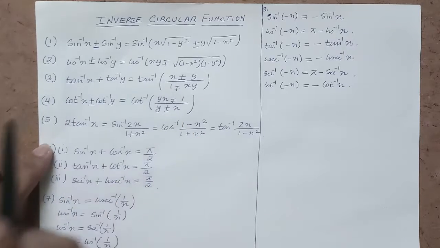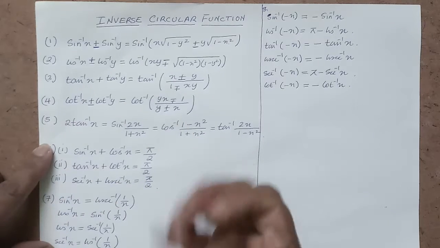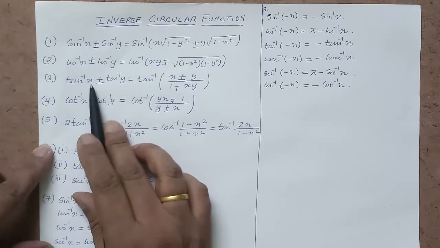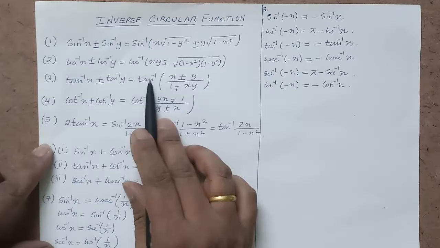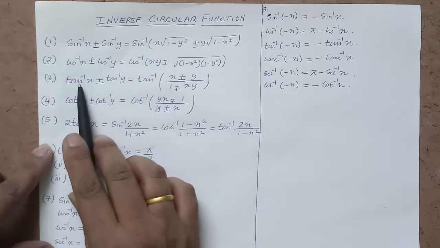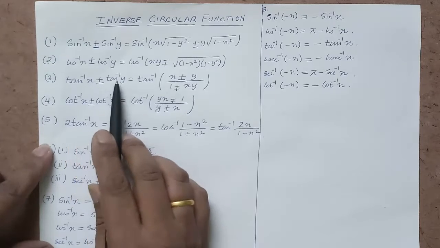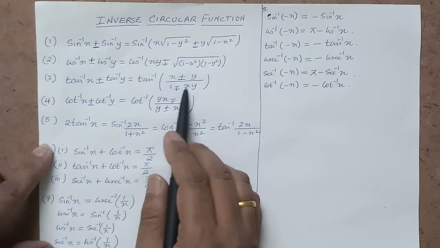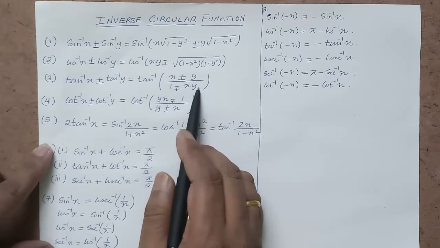Next is tan inverse x plus tan inverse y. Tan inverse x plus tan inverse y equals tan inverse of x plus y over 1 minus xy. Then similarly, tan inverse x minus tan inverse y will be tan inverse of x minus y over 1 plus xy. In this way you have to remember the formulas.